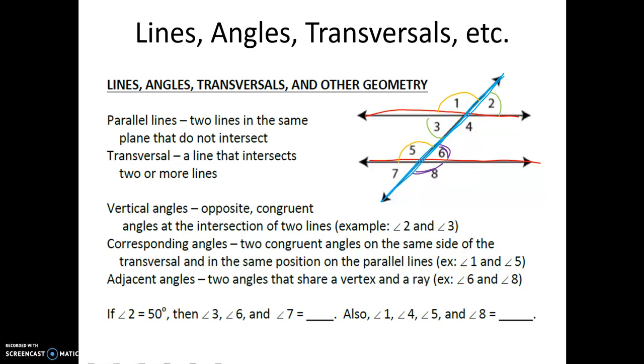So if angle 2 equals 50 degrees, so angle 2, they're saying here, is 50 degrees. Okay, then angle 3 is also 50 degrees because they're vertical. And then 6 and 7, because 6 is in the same position as 2 is on the line, is also 50 degrees. And because 7 is in the same position as angle 3, or because it is vertical from angle 6, it is also 50 degrees.